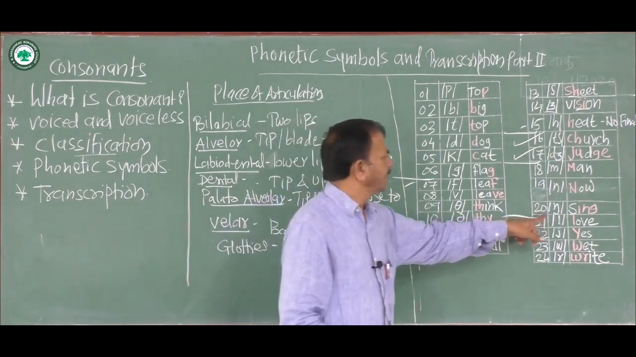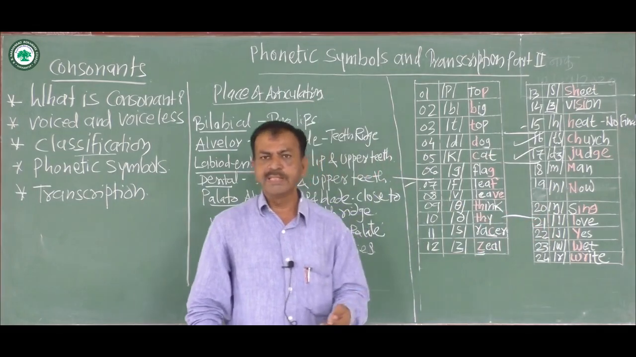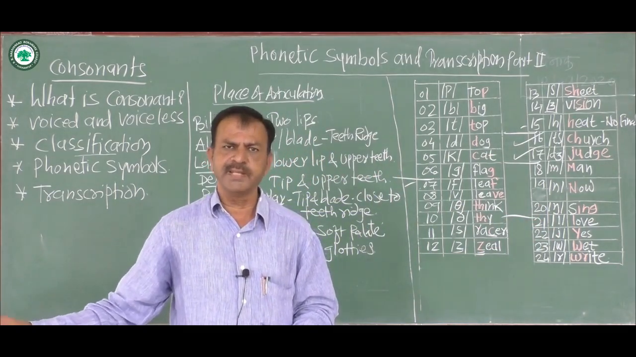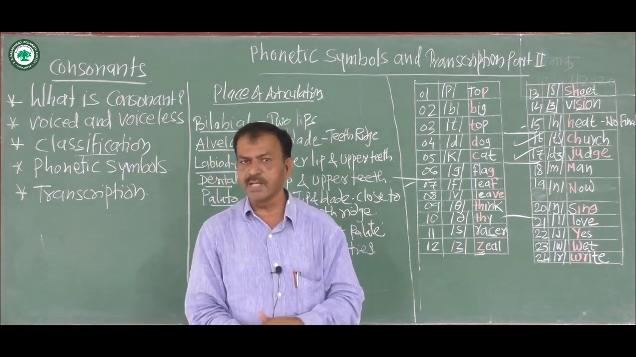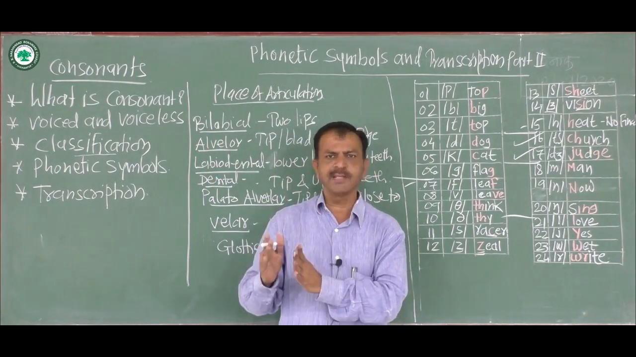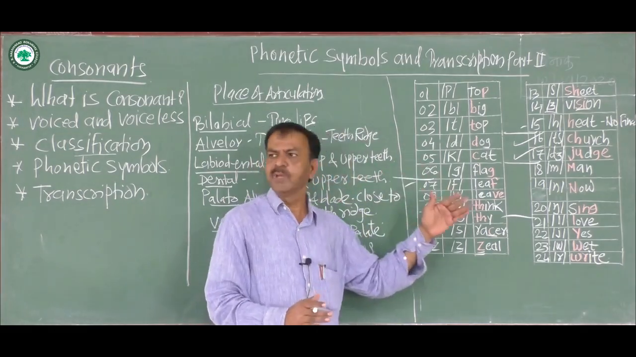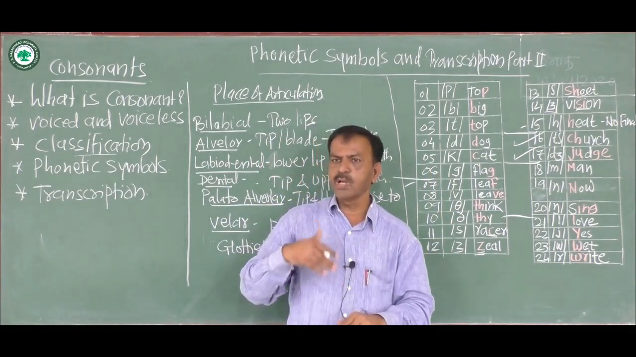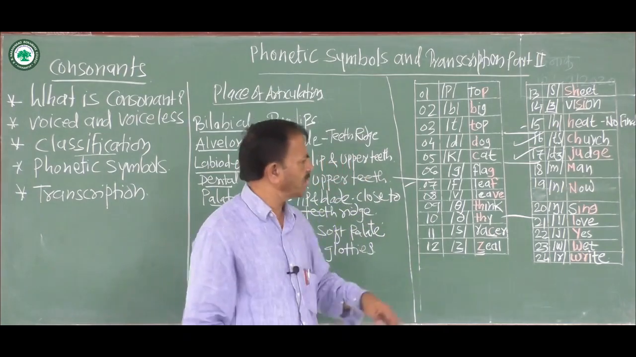So these three are the nasal sounds in English. As far as the technical labels are concerned, m is called voiced bilabial nasal, while n is called voiced alveolar nasal, and the last, ŋ, is called voiced velar nasal sound in English.